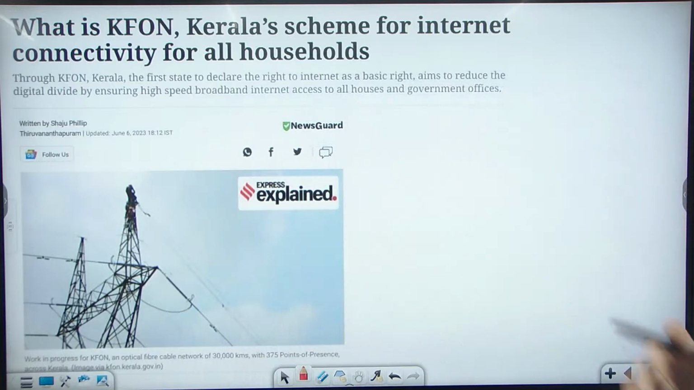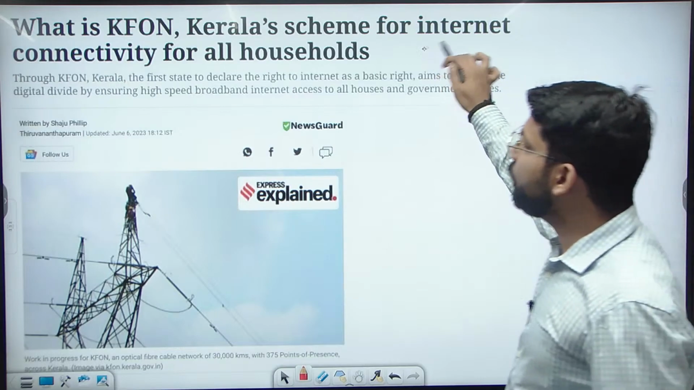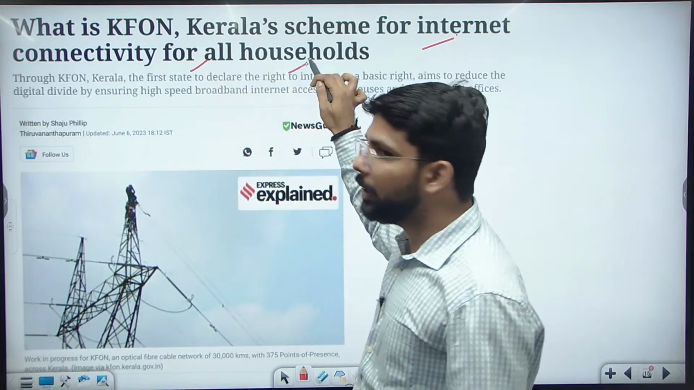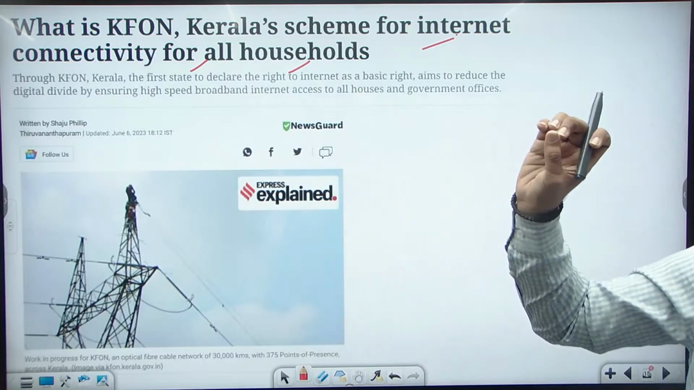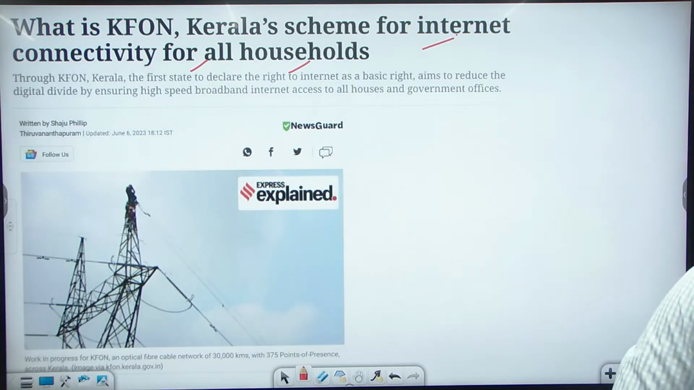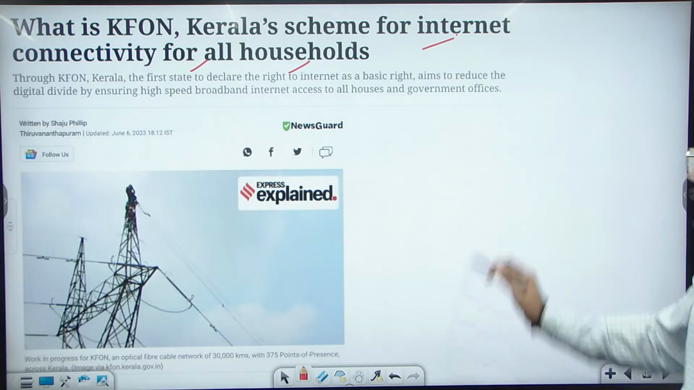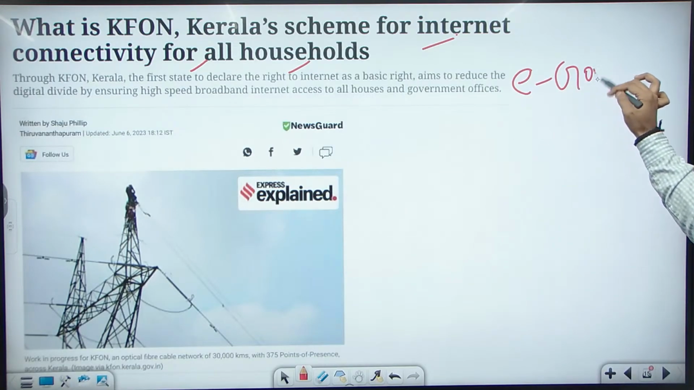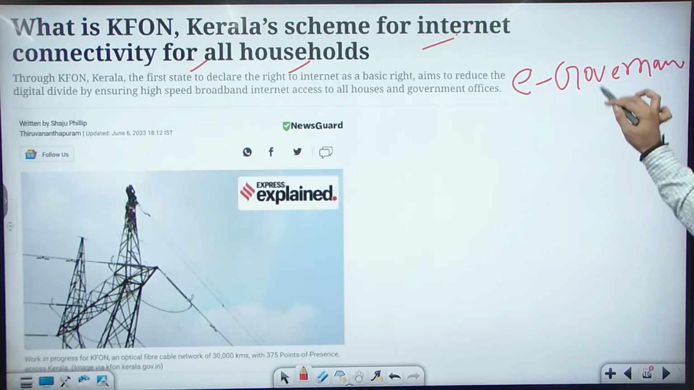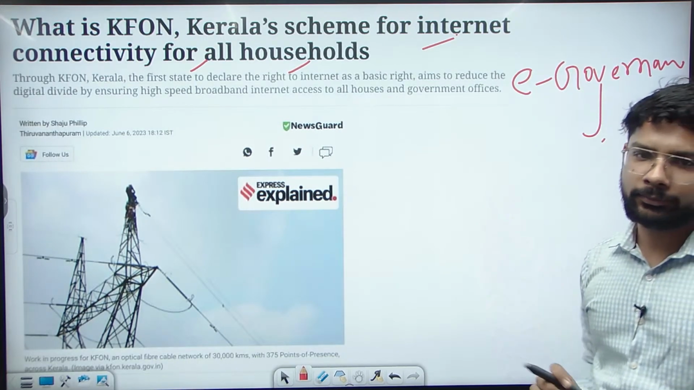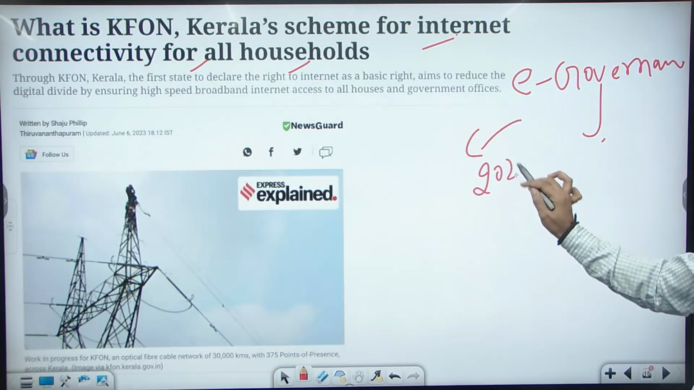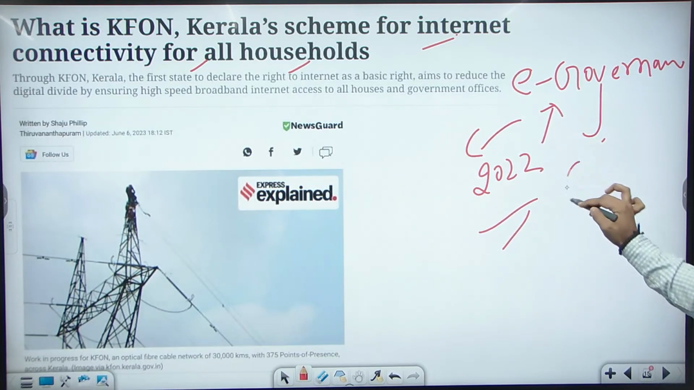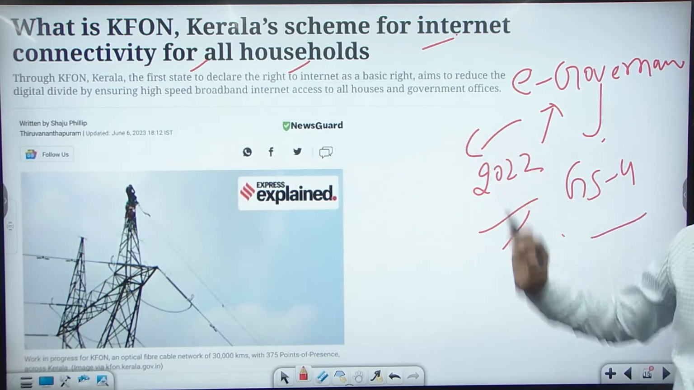Okay, so let's move to the next topic, KFON, Kerala Scheme for Internet Connectivity for All Households. This case study you can mention in your questions related to governance. If there is a question related to e-governance, you can quote this example directly. In 2022, there was a question related to e-governance in Paper 4. There also you can quote this case study.